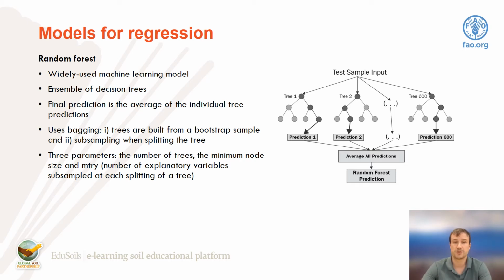You can see in this figure on the top right corner of the slide that we build several trees. Each tree makes a prediction, and the final prediction by random forest is taken as a combination of all these trees. It's taken as the average of all the trees' predictions.